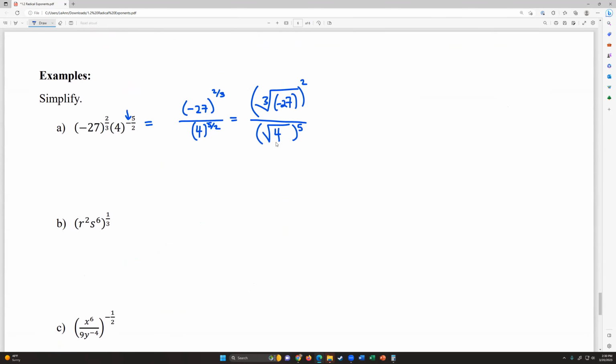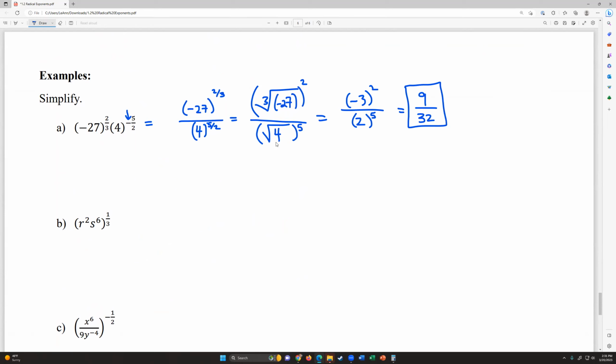So this is cubed root of negative 27 is negative 3. We're going to then square that. Square root of 4 is 2. We're going to raise that to the 5th power. So this ends up being 9 over 32 if you get your calculator out.